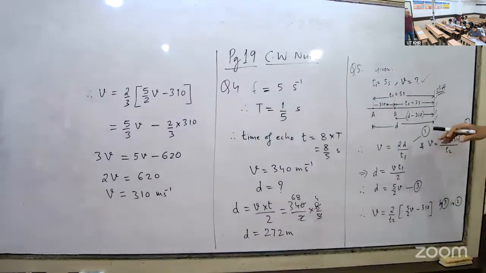So basically from the given data, we have formed 2 equations. And then by method of elimination, we have found V. Because D is not given, so we eliminated D. And we found V.